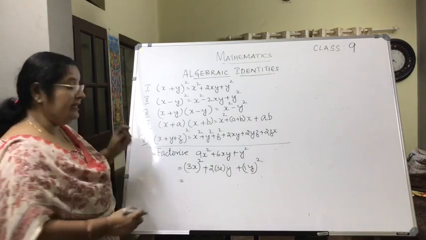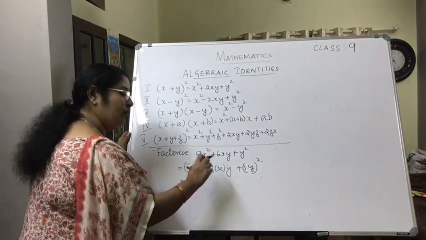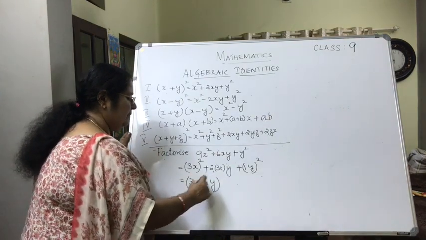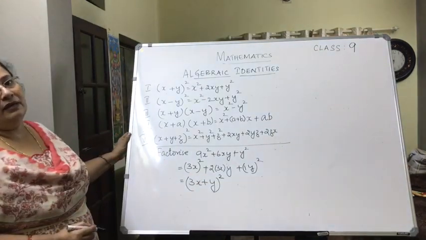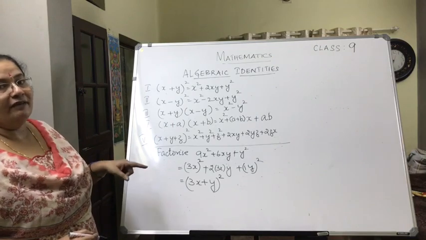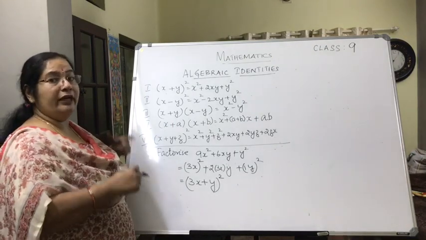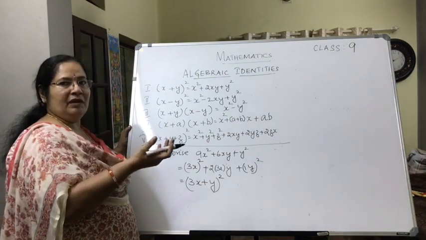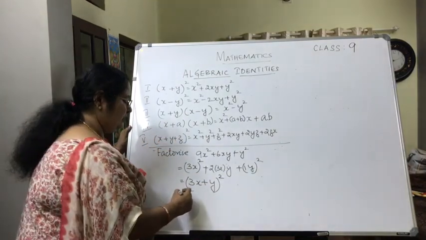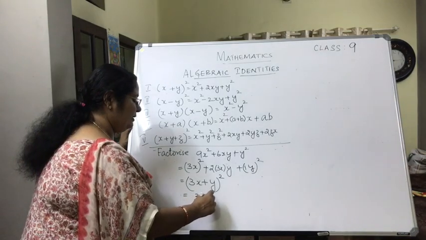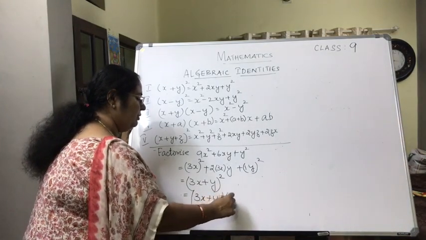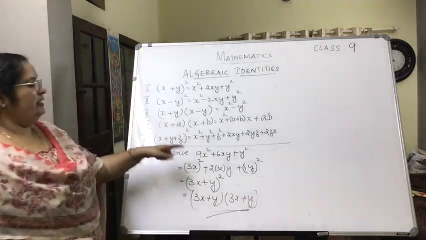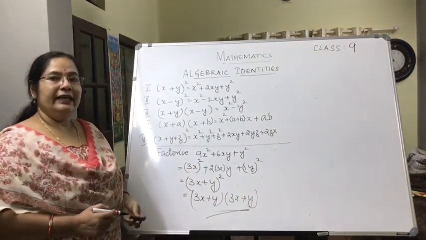What is our x here? 3x. And what is our y here? It is 1y only, but we write it as y only. So 3x plus y the whole square. This is not the factorized form. Factorized means you have to write it as the factors, product of the factors. So squaring means what? Multiplying with the same number 2 times, isn't it? So this you can write as 3x plus y into 3x plus y. So this is the factorized form of the given expression.